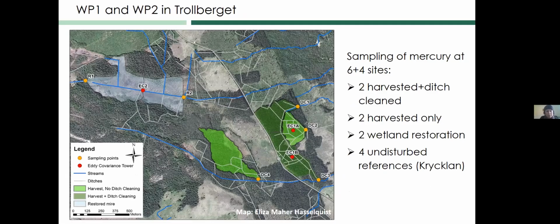Most of this project will be conducted in Trollberget, and we will focus on the 6 sites: the 2 harvested and ditch cleaned sites, the harvested only sites, and the wetland restoration sites. And as Hjalmar and Eliza said before, we will relate the concentrations in the ditches to 4 undisturbed references in Krycklan. The sampling was started already in 2018, and the sampling for mercury will continue at least until spring 2023 when this project ends.